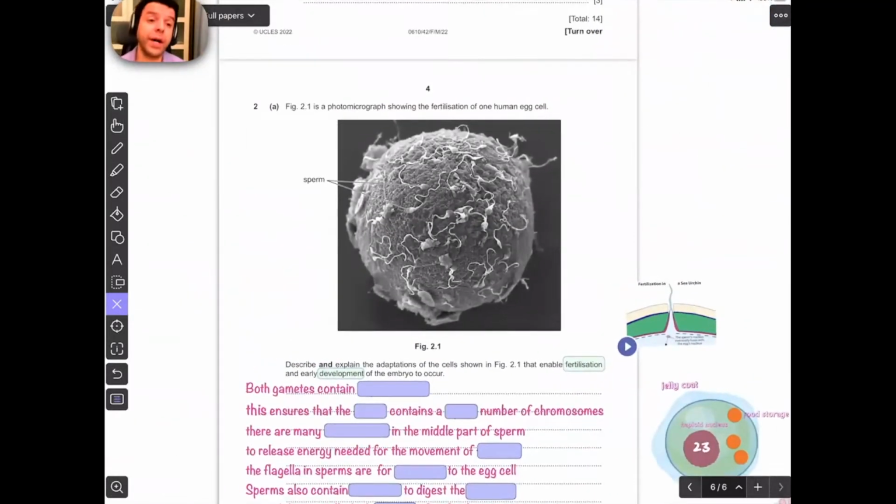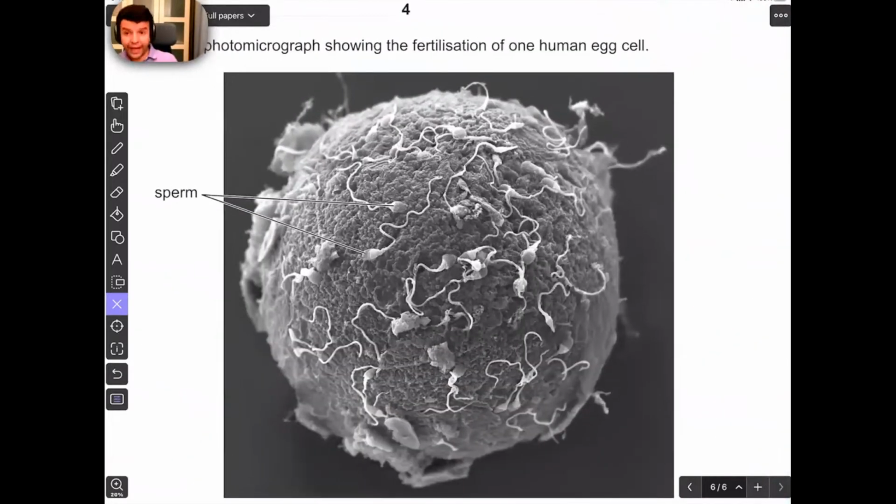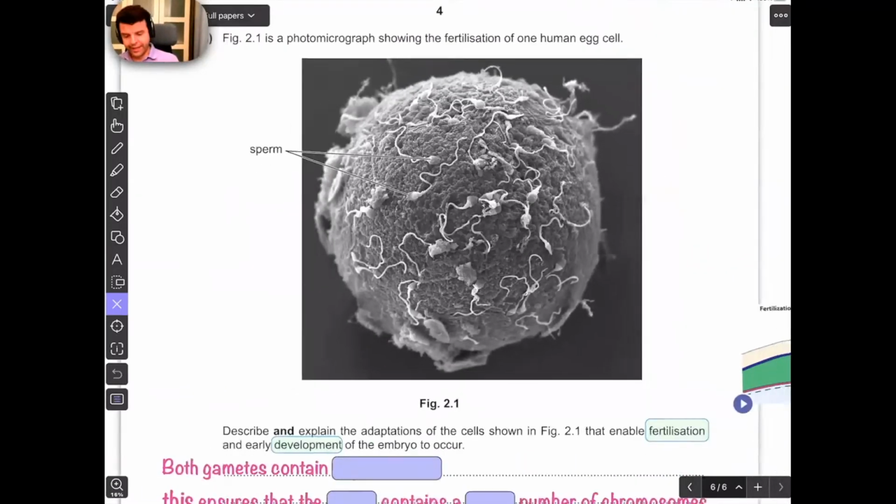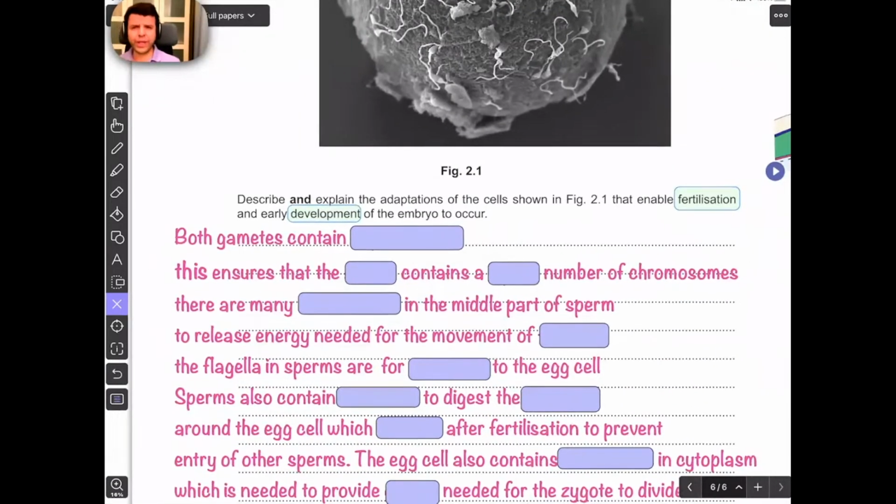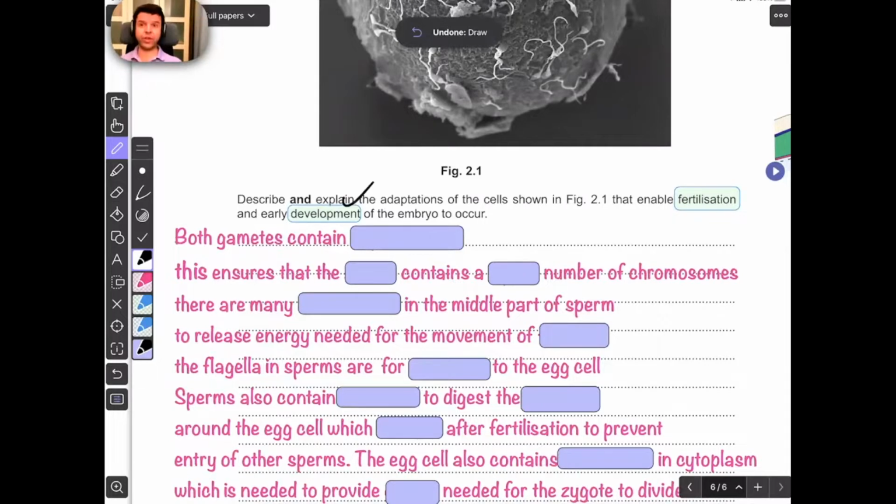Question 2 is about human reproduction. So they gave us a picture of the egg cell and sperms during the time of fertilization. And they're asking us here to explain adaptations of the sperm and of the egg cell. And they wanted you to relate the adaptation to fertilization and development. So you need to state the adaptation, and how it is related to fertilization and development of the embryo.